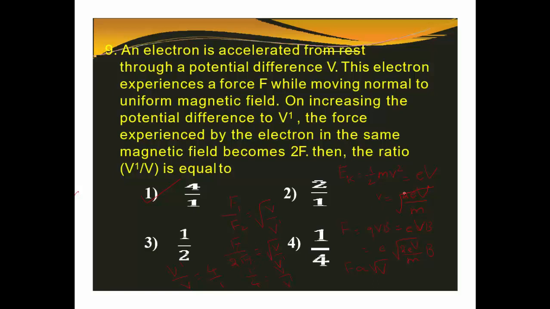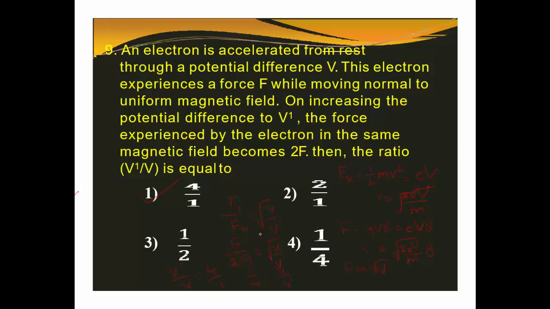Okay. So here I have taken the kinetic energy expression, kinetic energy in terms of electron volt, eV, and I have calculated small v, the velocity. Big V is potential difference, small v is velocity. From the expression of force, F equals QvB, that is evB. Where did sin theta go? Because theta is 90 degrees, and sin 90 is 1. So QvB is the maximum force.